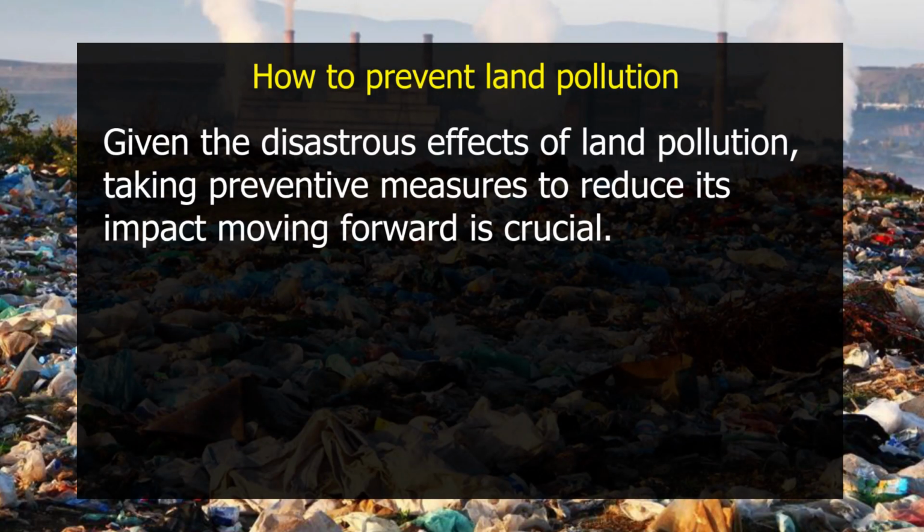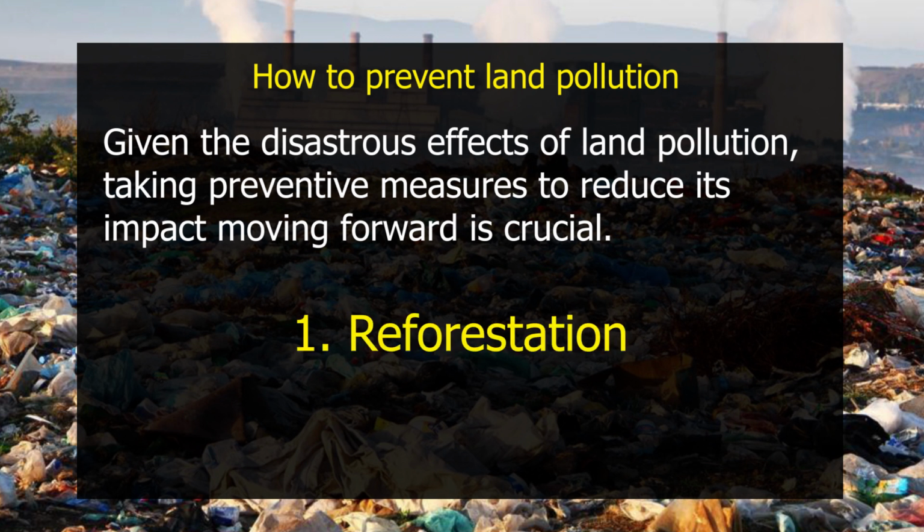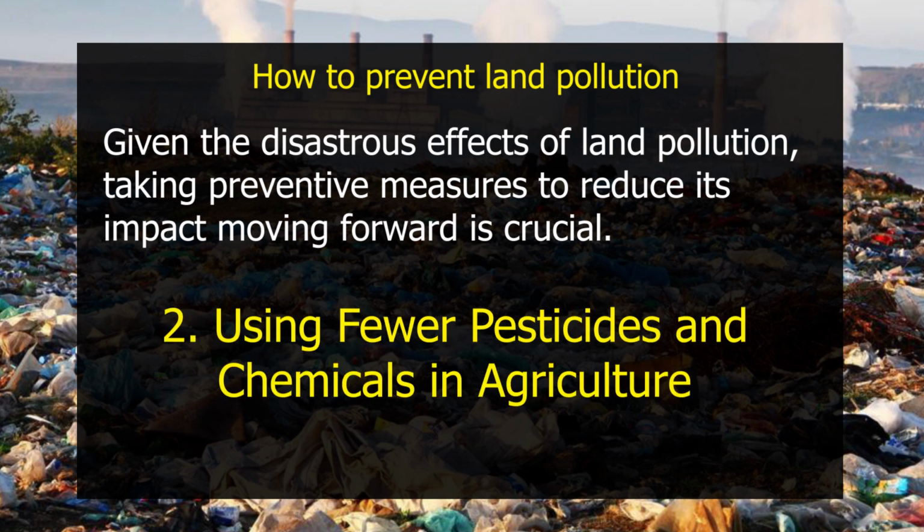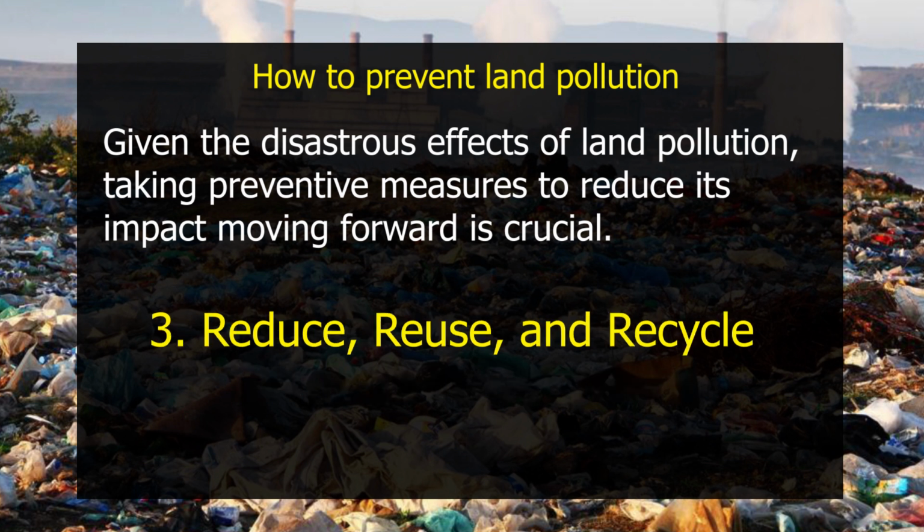Given the disastrous effects of land pollution, taking preventative measures to reduce its impact moving forward is critical, and it takes you and I to fix these things. How can we do it? One, let's start with reforestation. Then we're going to talk about using fewer pesticides and chemicals in agriculture. The third point is that we can reduce, reuse, and recycle as well.